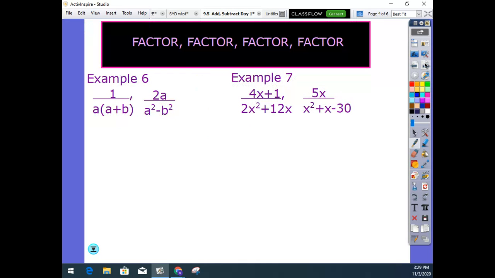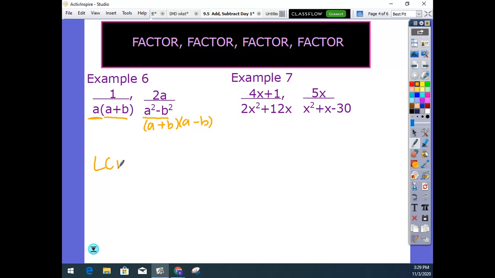All right. In order to build a common denominator using factors, everything needs to be in factored form. A is a factor, a plus b is a factor. This is not completely factored, so the first thing you need to do is factor it. A plus b, a minus b.